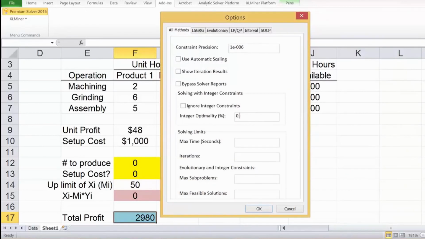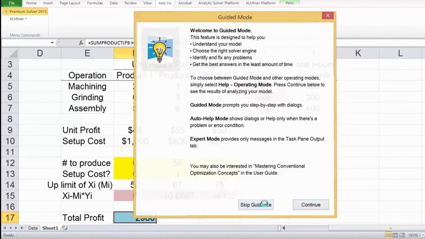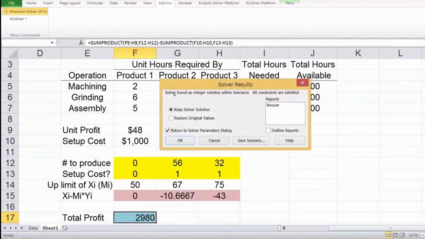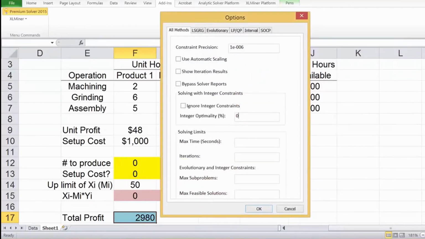So if we have, say, 0.05 here and solve again, you see that the solver message will change. Solver found the integer solution within tolerance, and this tolerance is that 5% deviation that we talked about. Since in the previous solution the optimal has already been found, it still gives me this one, even when I changed that tolerance value. But the solver window message is changed. Okay, so I'm going to go back and change my tolerance back to 0.